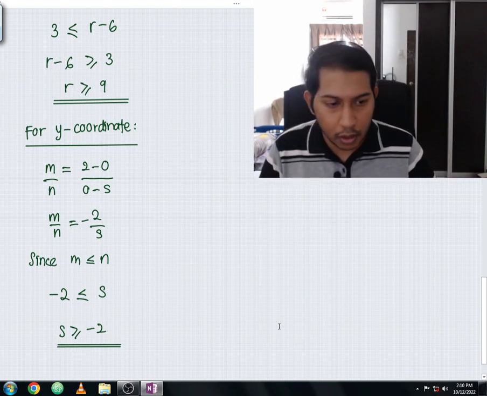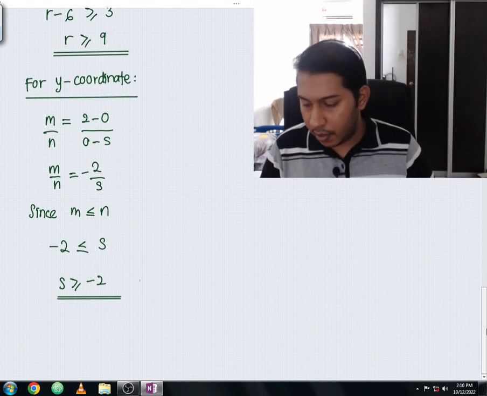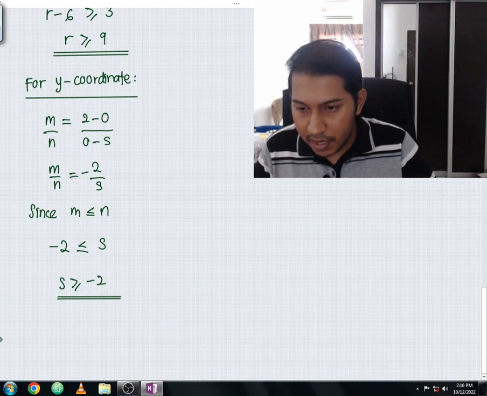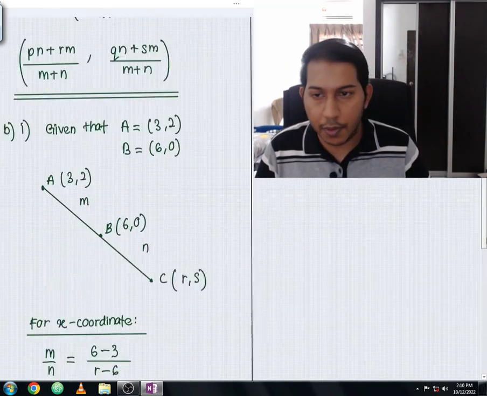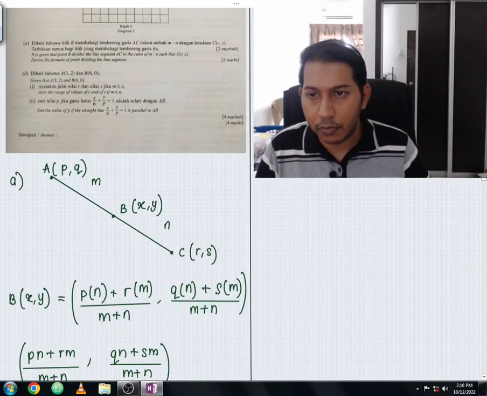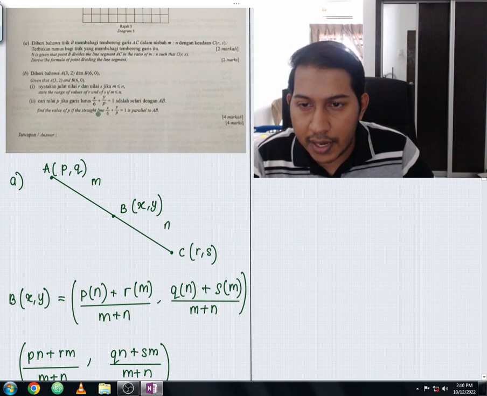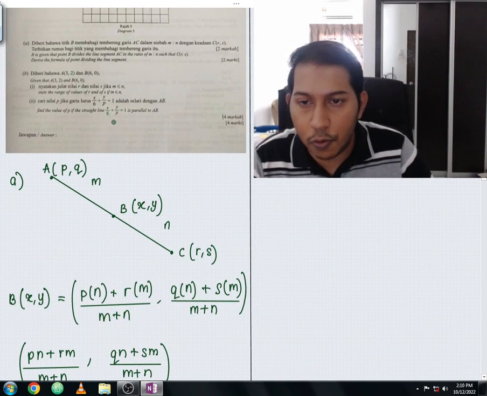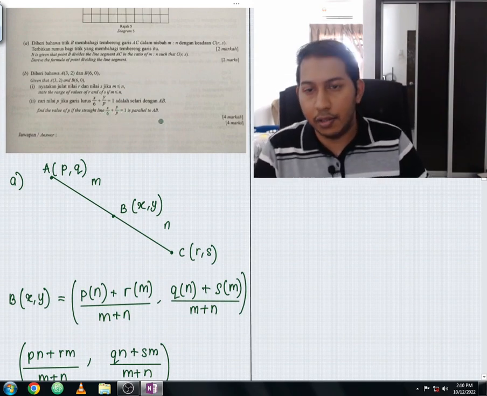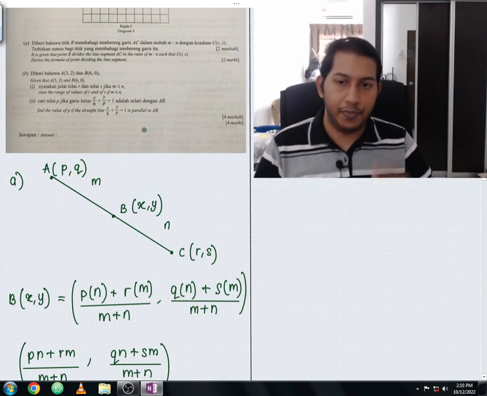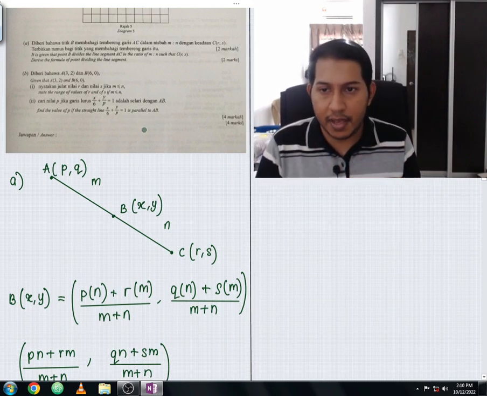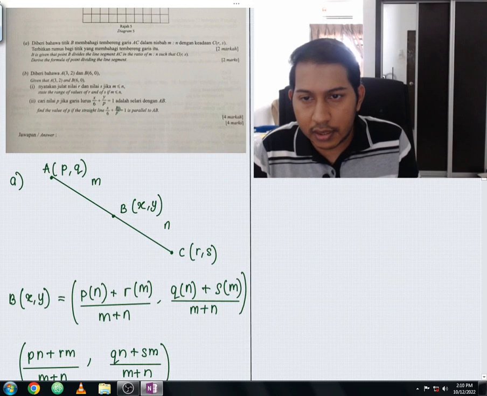Okay. So from here, let us focus our discussion for the question B part 2. Find the value of P if the straight line x over 6 plus y over p equals to 1 is parallel to AB. Okay, is parallel to AB. So that means that this straight line is parallel to AB.